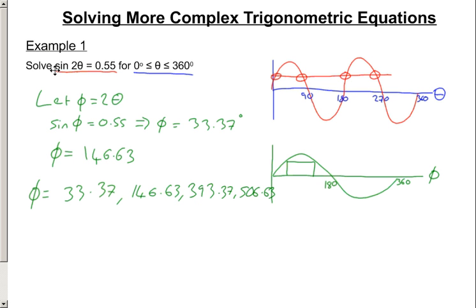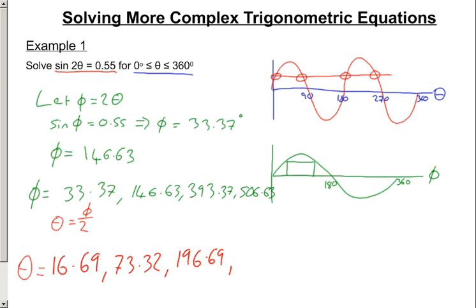Now we can go back and solve for theta, because we know that theta is equal to phi over 2. If phi is 2 theta, then theta is phi over 2. So that gives us our final answer of theta is equal to, well, it's a half of each of these. So that's 16.69, 73.32, 196.69, and 253.32. And there are our 4 solutions that match up with the 4 solutions on our first graph.